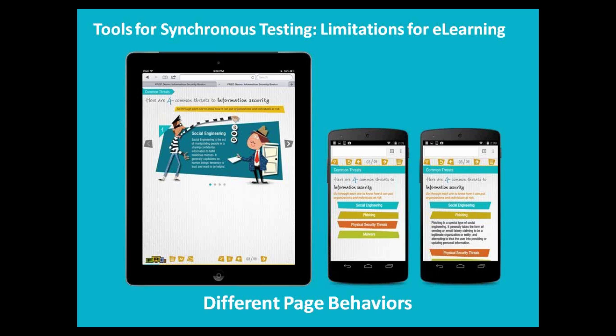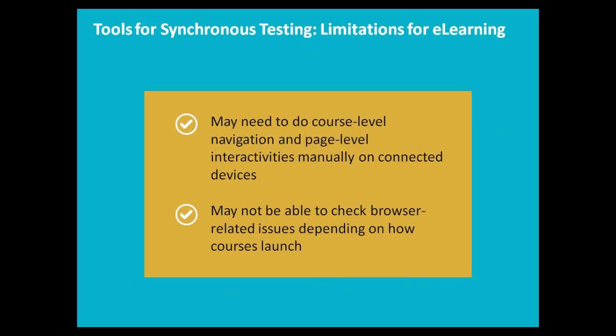So again, yes, depending on the nature or the design of an e-learning course, tools for synchronous testing may be more or less useful. For courses with a single URL specifically, depending on the tool you're using, you may need to manually advance the page or manually work through an interactivity on the connected devices, which can then become a slightly longer process. And again, depending on the tool and how the tool allows you to access the synchronized course through the connected devices, it may or may not be possible to check browser-related issues.